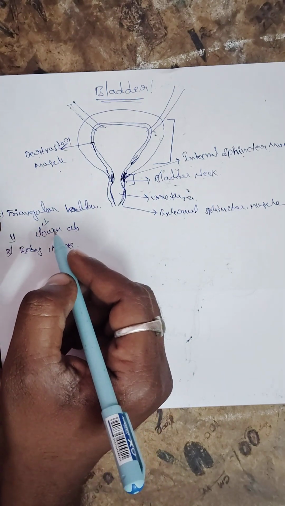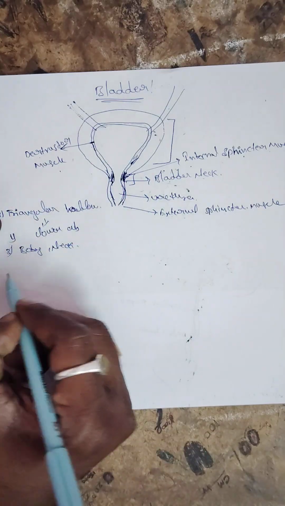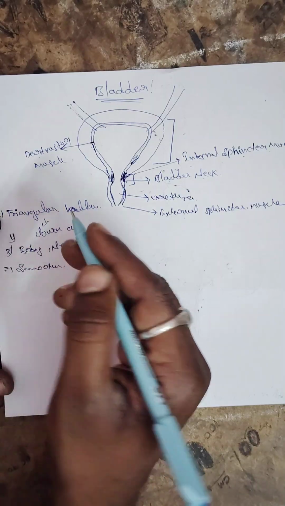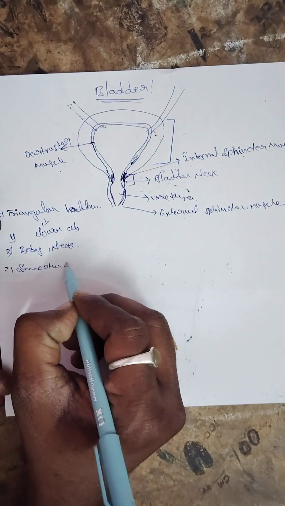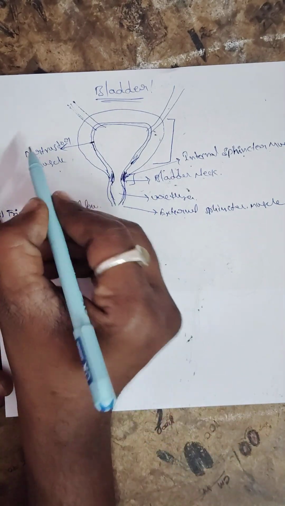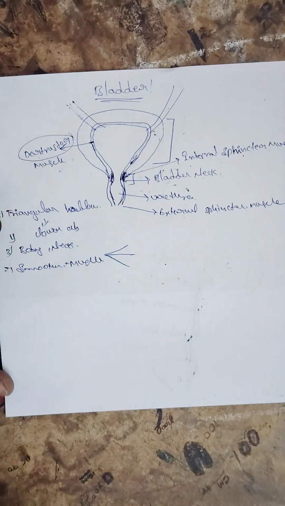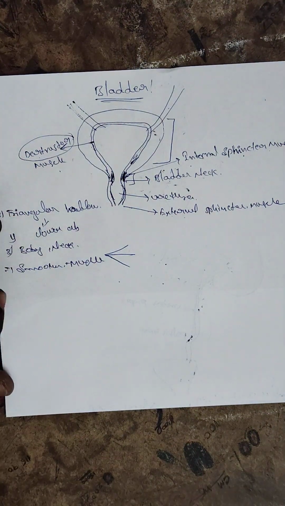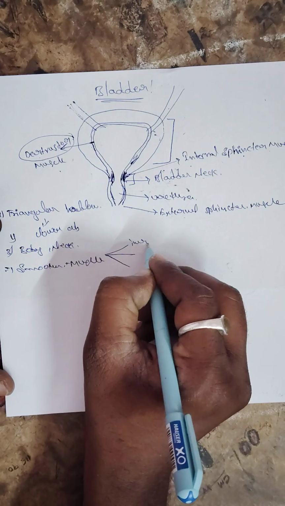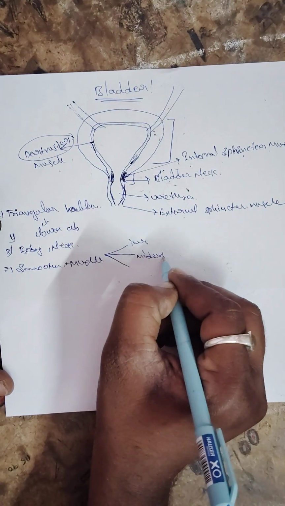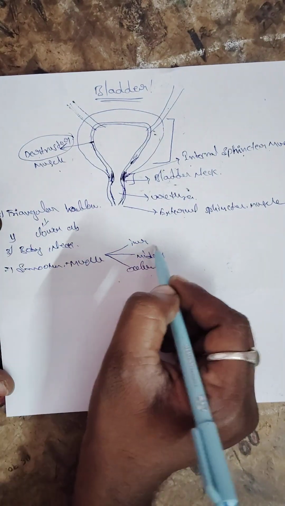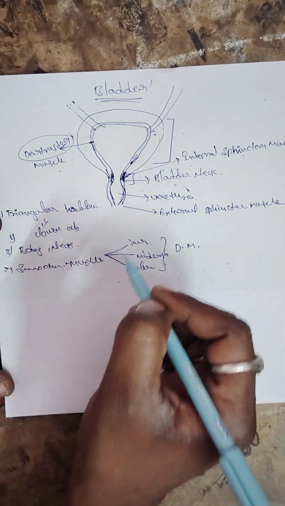The bladder is composed primarily of smooth muscle. The smooth muscle is made up of three layers. The three layers combined are called the detrusor muscle. The first is the inner layer, the next is the middle layer, and the next is the outer layer. These three layers are called the detrusor muscle.